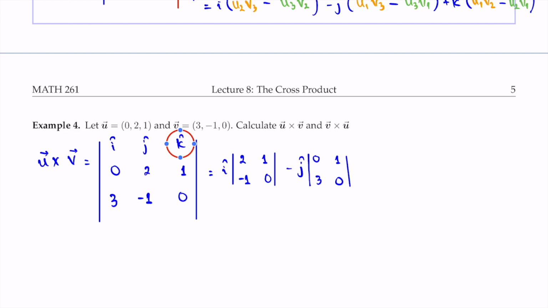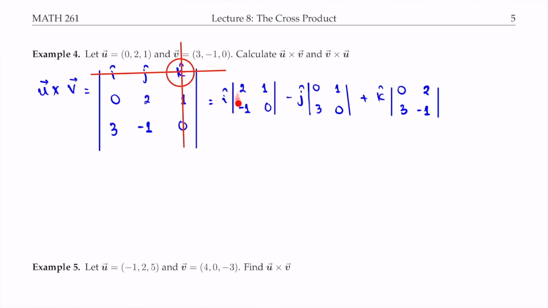You switch to another column, and therefore you change from negative to positive. So here you have positive k, and you multiply with the 2 by 2 determinant. To find its entries, you delete the corresponding column and the corresponding row, and you are left with the entries 0, 2, 3, negative 1. You put them in the 2 by 2 determinant here, so 0, 2, 3, negative 1. Now you need to calculate the 2 by 2 determinant to arrive at the answer.